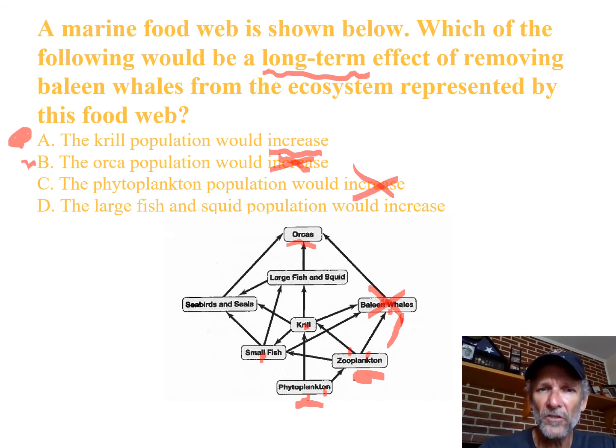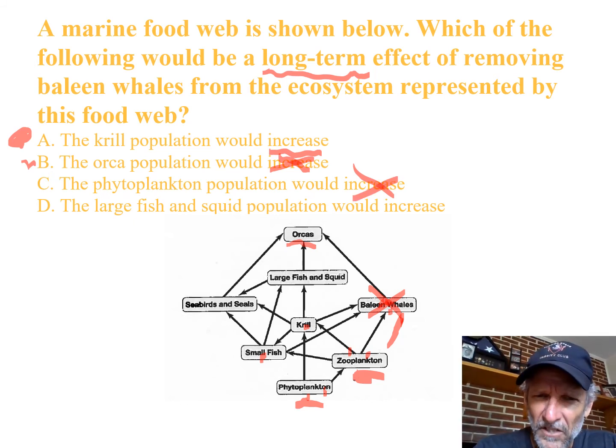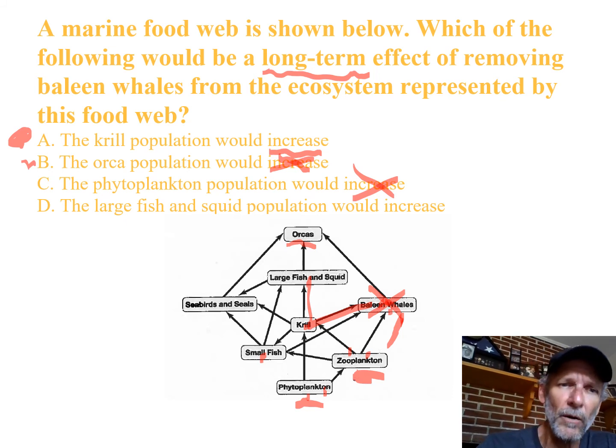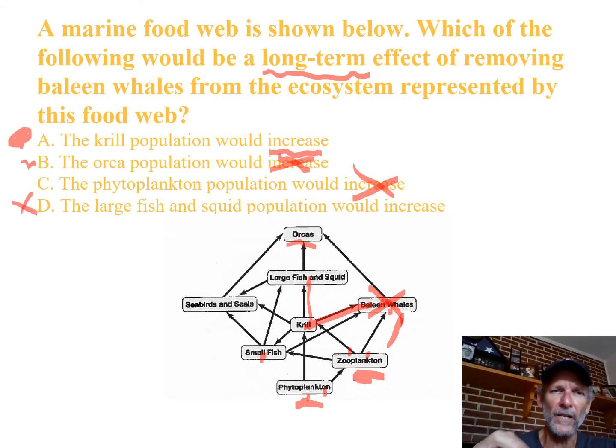And so the large fish and squid population would increase. That would be likely because you have provided some more food for them by taking away the thing that eats the krill. That's probably your most likely answer, although I could make a case for A.